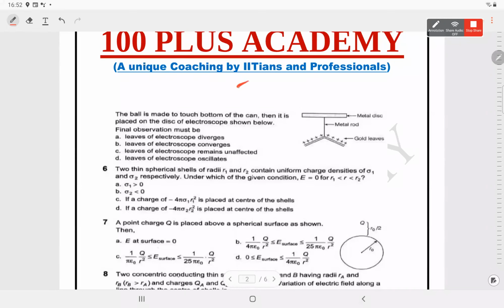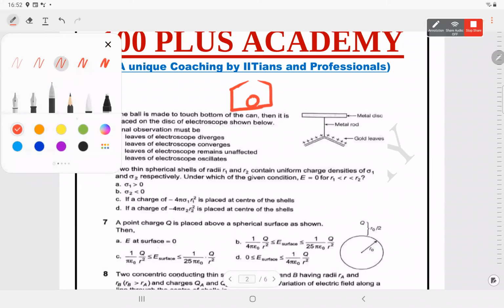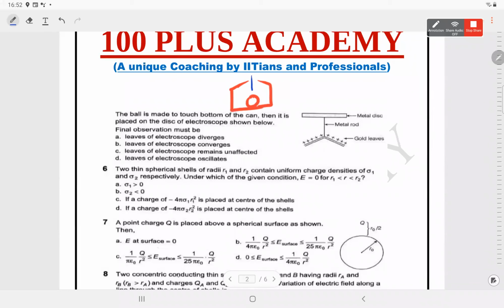So that metal can, what happens when we touch it? When we touch the sphere here, since the charge will always lie on the outside, the whole charge of this metal will come on the outer surface of this can. The charge of this ball goes to the outer surface because inside any metal charge cannot exist. This ball, which was initially charged, when it touches the bottom surface, the charge comes on the outer surface of the can. Now we take this ball out and place it on this disk.